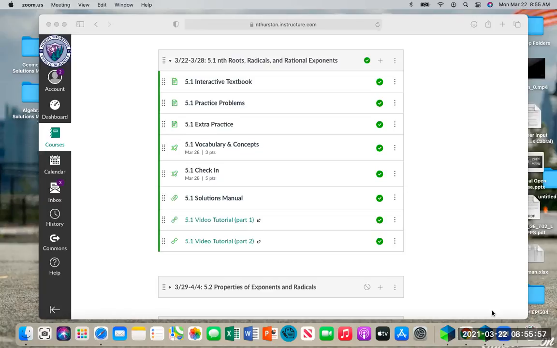This week we're looking at 5.1, which is all about the nth roots. So you could take not only the square root, right? That's super typical back in Algebra 1. But nowadays, when we're in Algebra 2, you could take the cube root, the 8th root, right? It doesn't matter what root you take. That's why they call it the nth root. Just radicals in general, and then rational exponents.